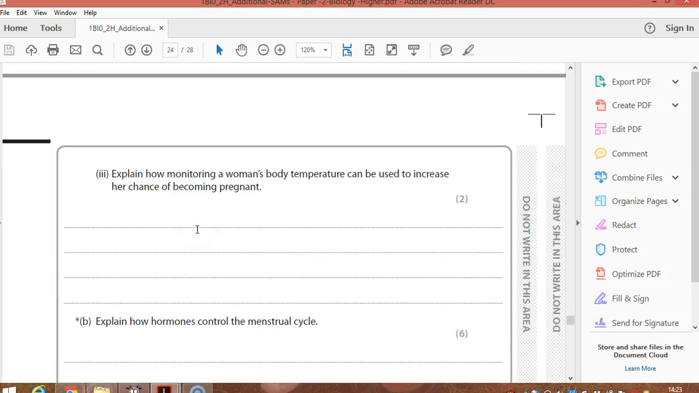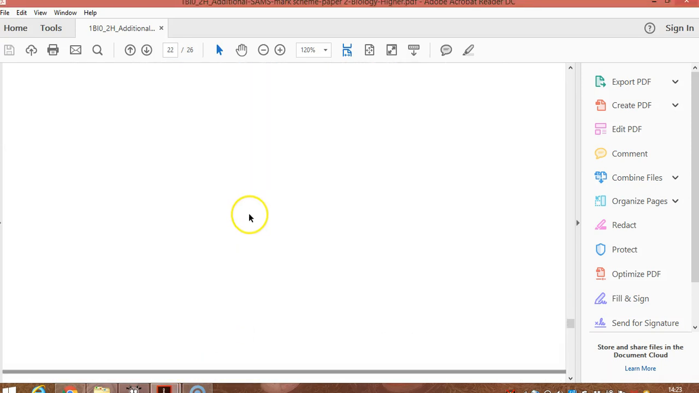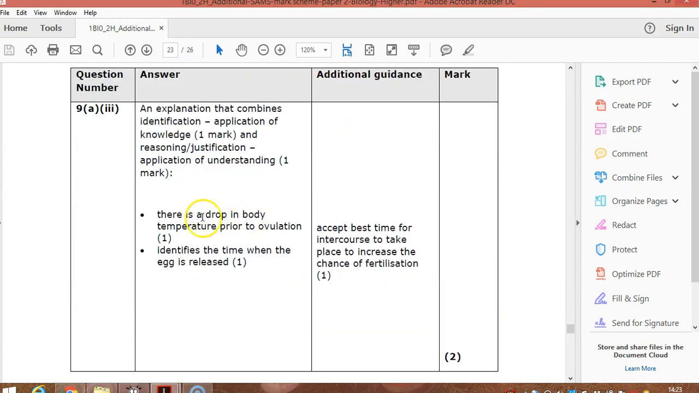Question 3. Explain how monitoring a woman's body temperature can be used to increase the chances of becoming pregnant. Go. You would say there is a drop in body temperature prior to ovulation. And then you identify the time when the egg is released.